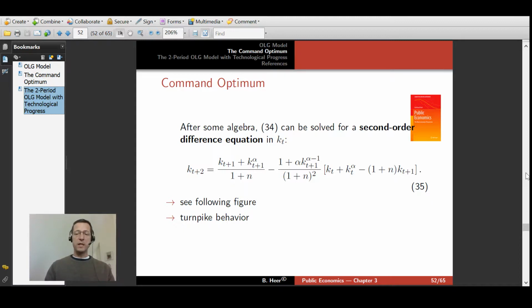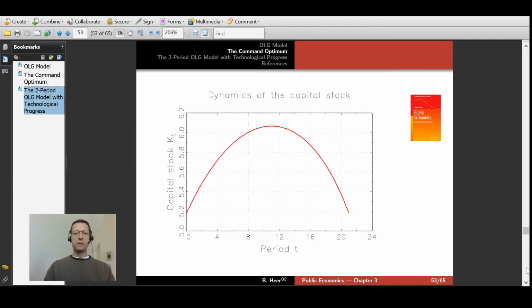And if it's equal, we are done. If not, we have to update our guess of k1. So we have essentially transformed the problem of finding 20 unknowns into a problem of finding one unknown. And the solution then looks like this. So let's go to the numerical problem, to the computer code.